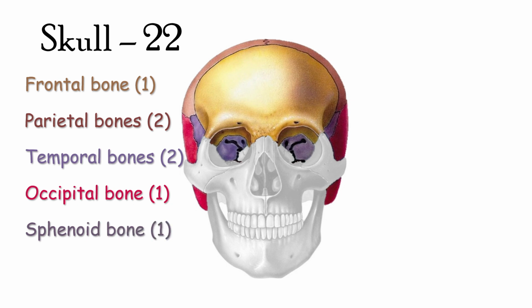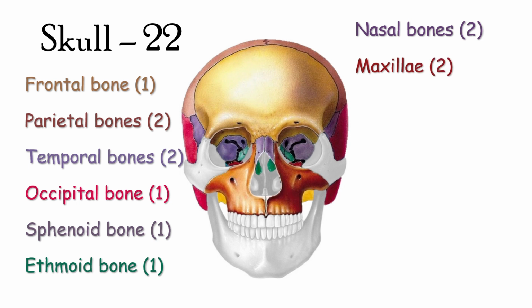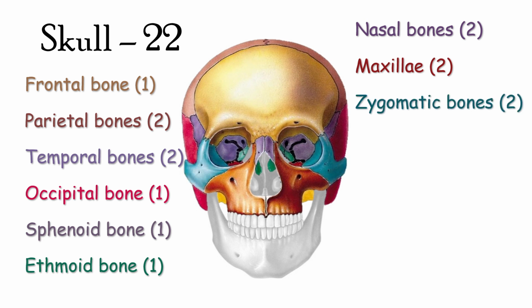Sphenoid bone supports base of the brain and forms part of eye sockets. Ethmoid bone contributes to nasal cavity and orbits of eyes and contains air cells. Nasal bones form bridge of nose and support cartilage of nose. Maxillae form upper jaw, hold upper teeth, and contribute to orbits and nasal cavity. Zygomatic bones form cheeks and part of orbits.